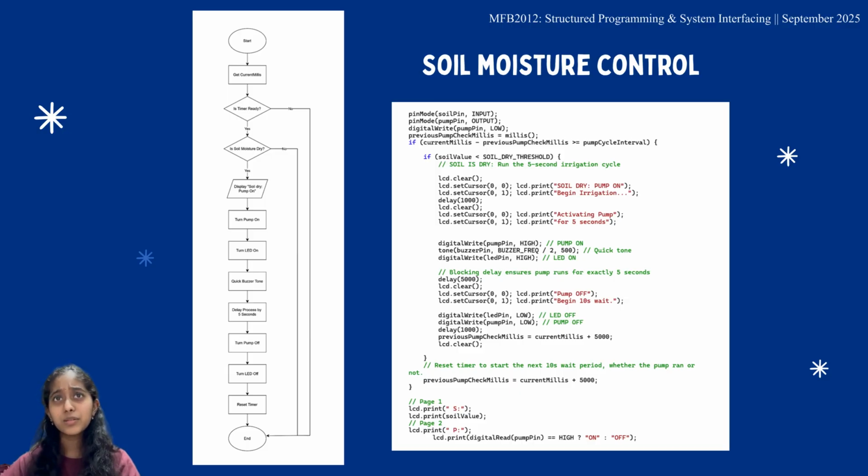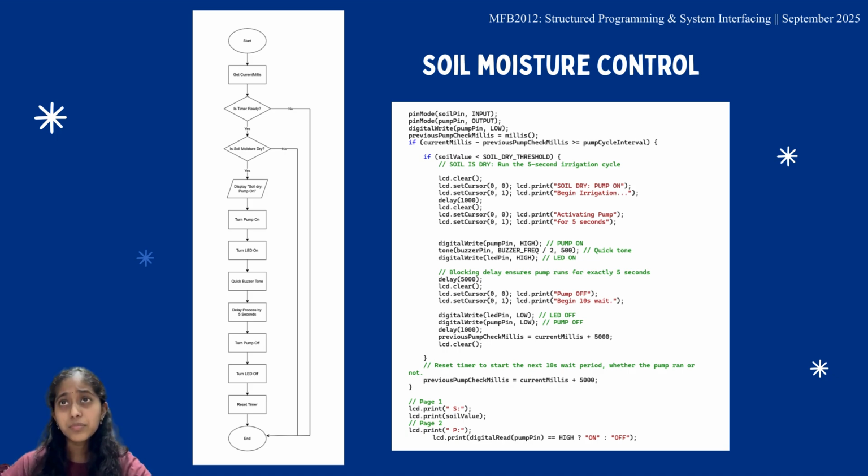So now we're going to take a look at the coding and briefly explain each part of it. Some parts are repetitive, so it would repeat again. We start off with pinMode soil pin input. This is setting the soil sensor pin as an input. pinMode pump pin output would set the pump control pin as an output. digitalWrite pump pin low makes sure that at the start, the pump is turned off.